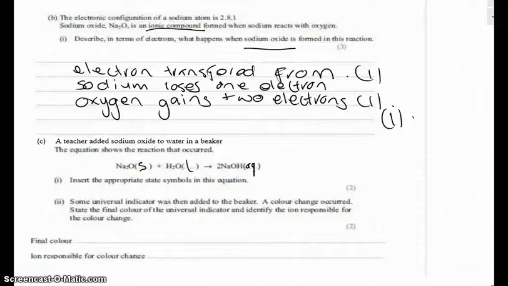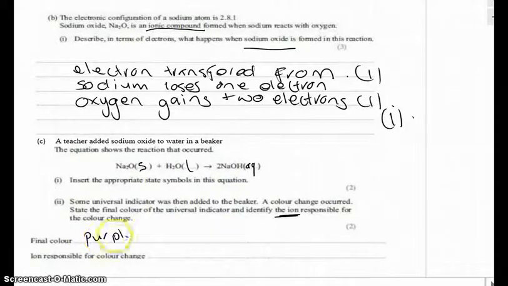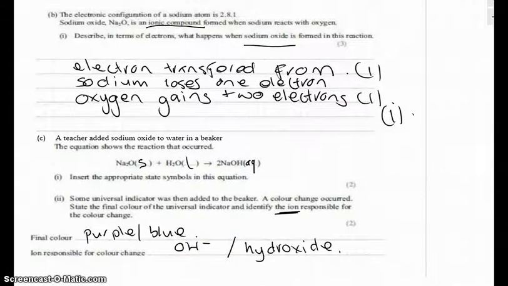The next mark is 2. Some universal indicator is added to the beaker. A colour change occurred. State the final colour of the universal indicator and identify the ion, very specifically, responsible for the colour. So we're looking at an alkali. The alkali is the hydroxide ion. Hydroxide ions are purple or blue. A strong alkali is purple or blue. Hydroxides are strong alkalis. And the ion responsible is OH minus, or hydroxide, written in words.